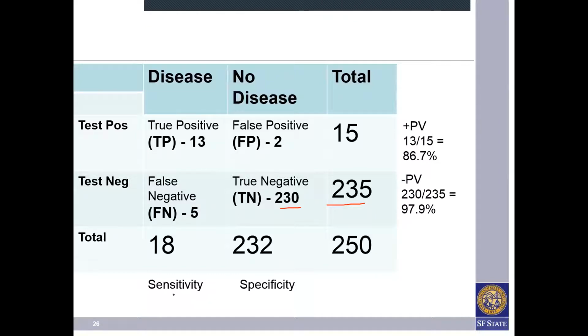How about sensitivity and specificity? So my sensitivity is 13 divided by 18. And my specificity is 230 divided by 232. What do we got? So 13 over 18, and we get 72.2%. Yep. And specificity, 99.1%. Yep. Awesome. Very good.